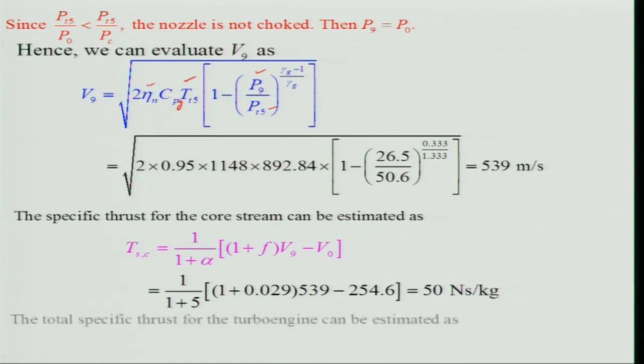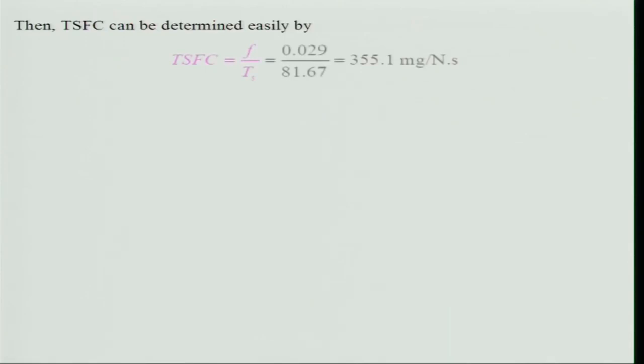The total specific thrust of the turbofan engine can be estimated as TS core plus this fan thrust, you just add and you get this number, 81.67 kilonewton per second per kg. It looks to me like that. So, TSFC can be evaluated as F divided by TS, 0.029 divided by 81.67, you will get 355.1 milligram per newton per second.